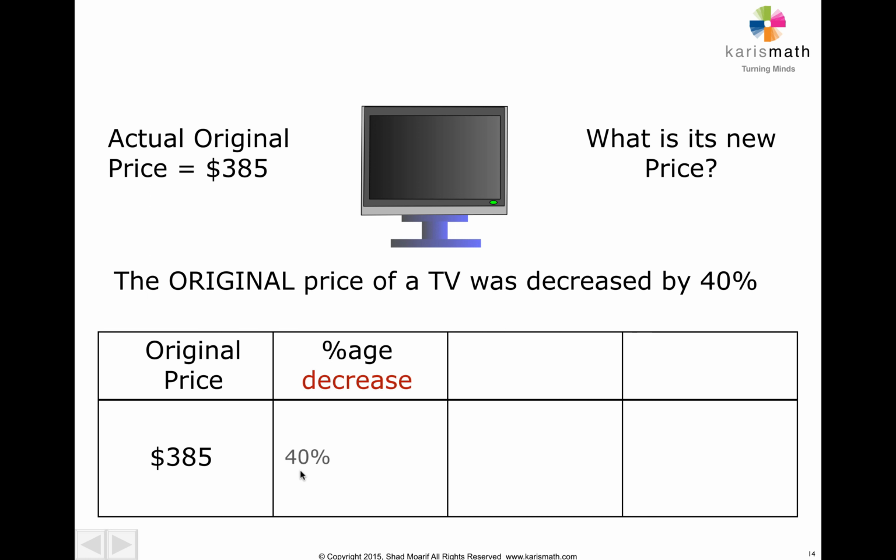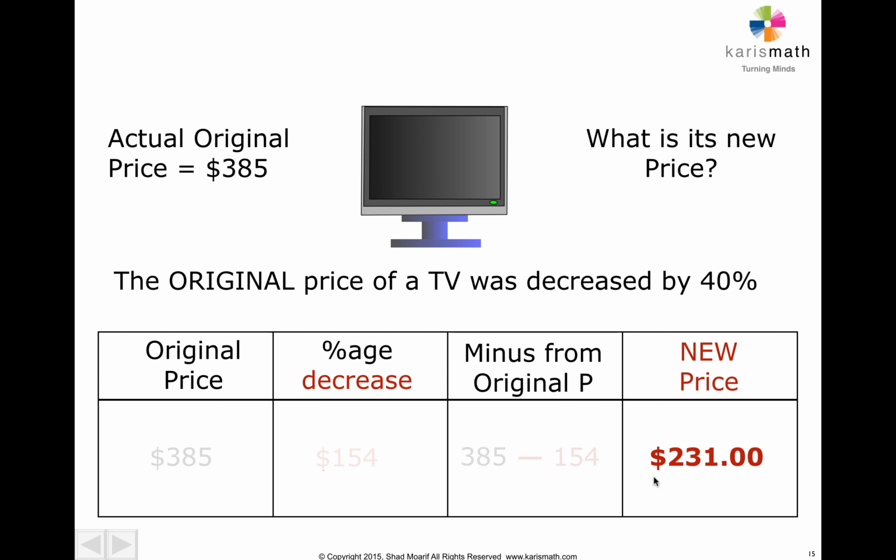Very good, 40% of the original price, which means 40% of $385. Now we work this by converting this into a decimal, which is 0.4. So 40 over 100 is 0.40, multiply the two, and we get the actual decrease. So from the original, we take out the actual decrease, which is $154, and the answer is the new price, and that happens to be $231. That's the cost of the new television set on a sale where it's been decreased by 40%. The price has been decreased.